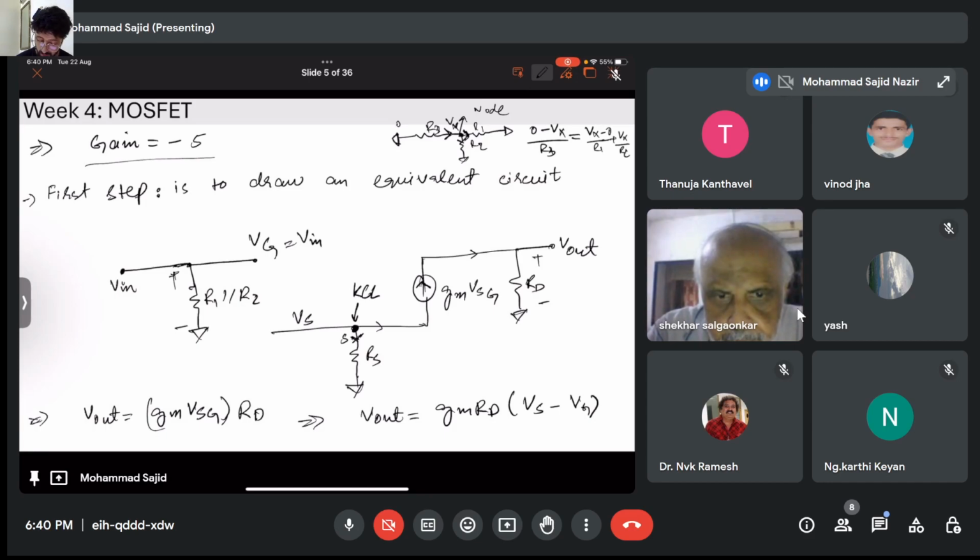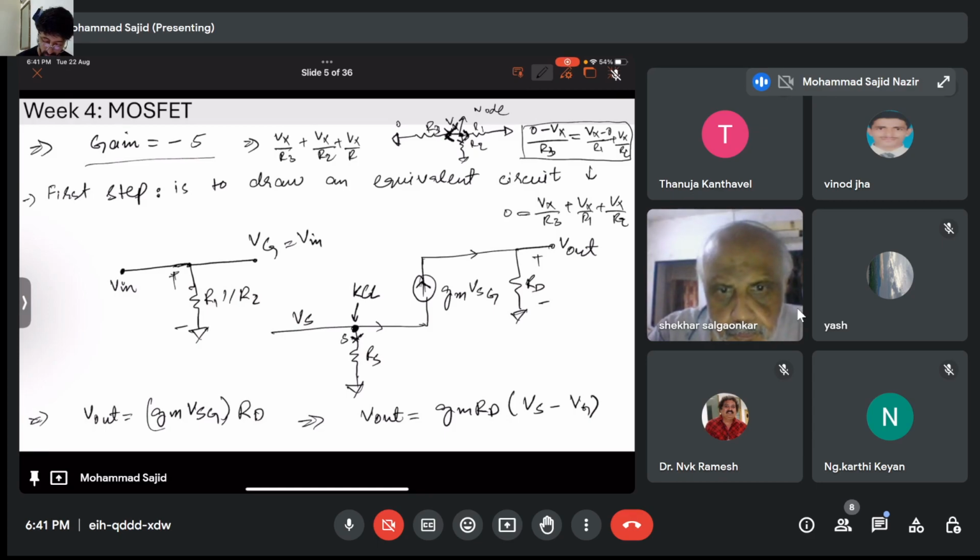Now, this is one equation. Let me just write it. This will be simply Vx by R3 plus Vx by R1 plus Vx by R2 equivalent to 0. Now what if I reverse the direction? How will you write your equation now? Because all three are going outwards, this will be simply Vx by R3 plus Vx by R1 plus Vx by R2 equal to 0.